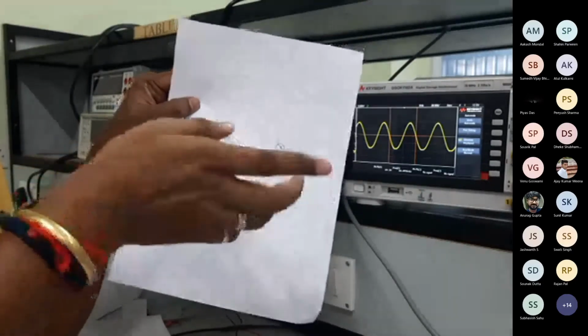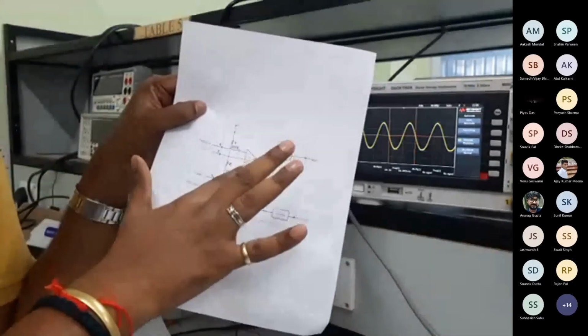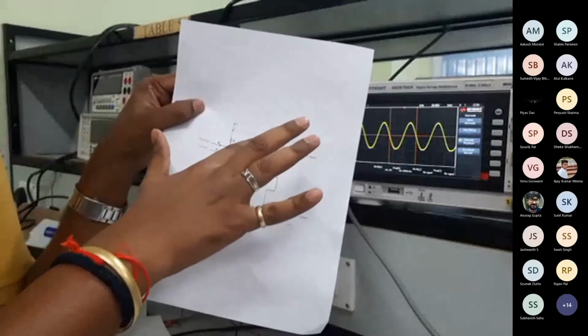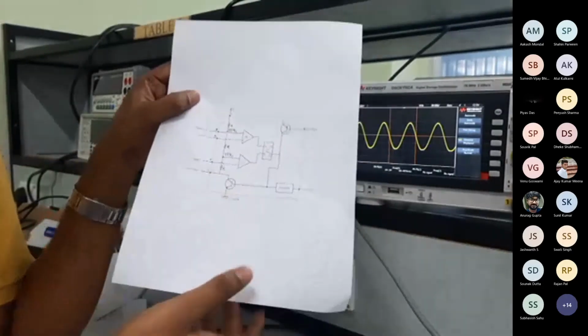Since this is obviously open loop, it will be in saturation mode. Whatever input we give, because it has very high gain, we will get a high or low type of signal at the output of the comparator, both the comparators.